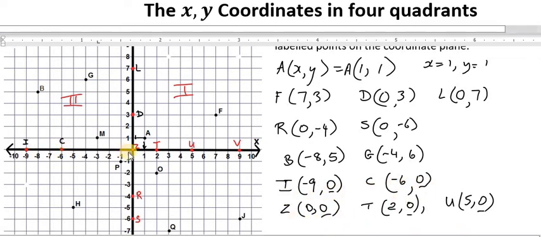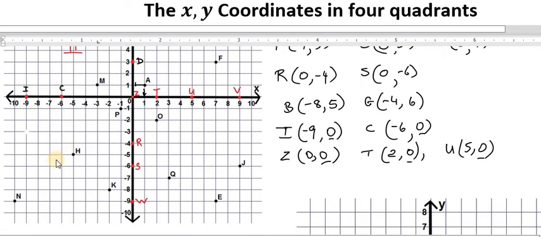So if you check this out, all these points with a y coordinate of 0, where are they found? I, C, Z, T, U, V. I, C, Z, T, U, and we did V as well. All of them have a what? A y coordinate of 0, because they're all found on the x-axis. So the x coordinate will be the value on the x-axis. The y coordinate of any point found on the x-axis will actually be 0. Hope that is clear.